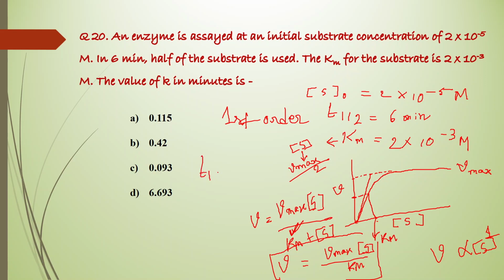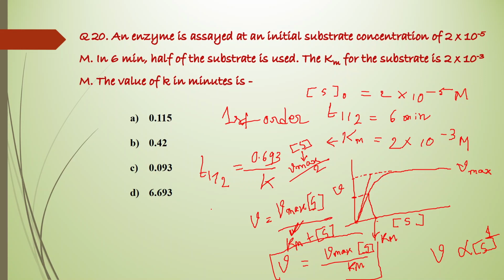If you do remember, T half is 0.693 divided by K, where K is the rate constant of the reaction for first order equations. Okay, first order kinetics, T half is defined as 0.693 by K. And we have already come to the conclusion that this particular reaction is first order.